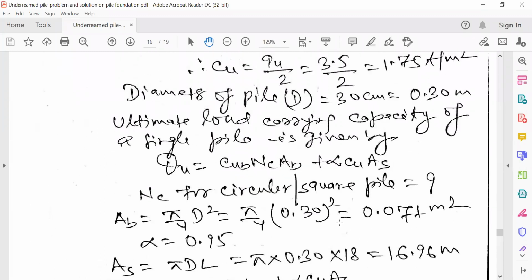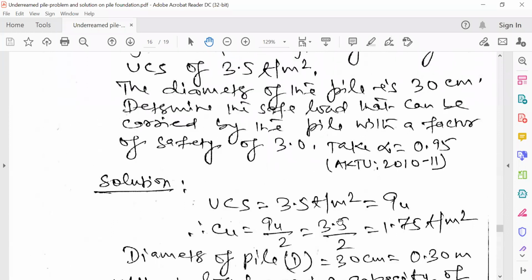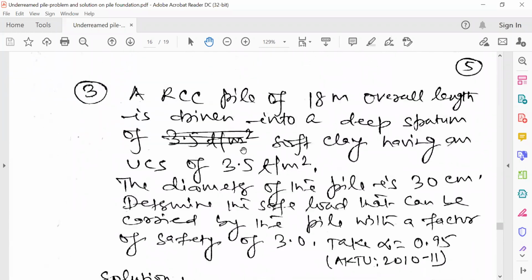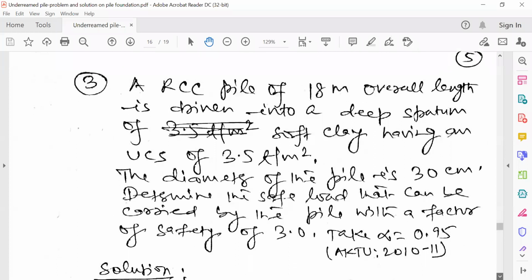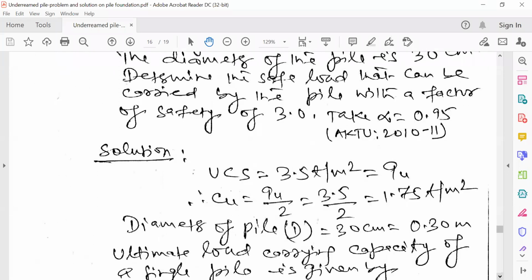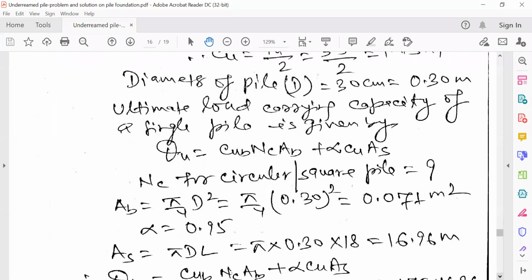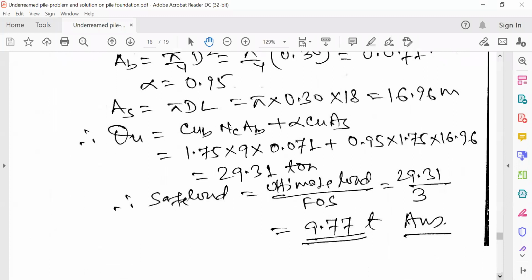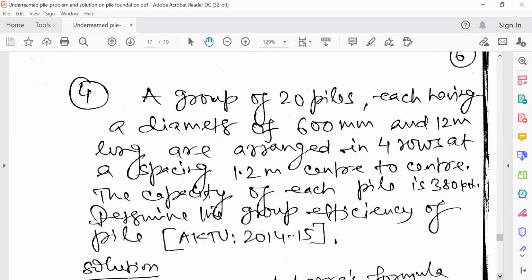Because what they are asking is for the single pile. This numerical is not based on the group of piles. This is related to the single pile. So that's why for the single pile हम लोग ultimate load निकाल करके factor of safety से divide करना है. Then we can find out either that you can say allowable load or the safe load. So this is about this numerical.